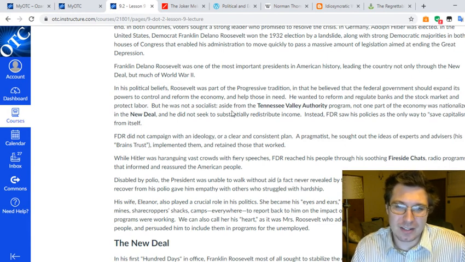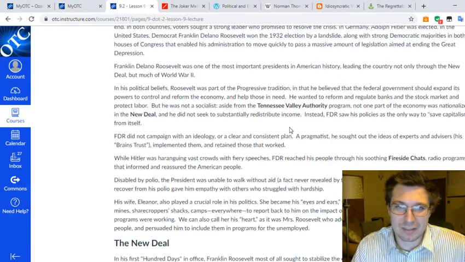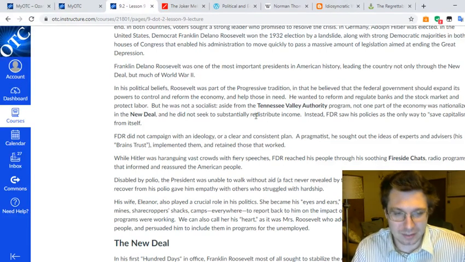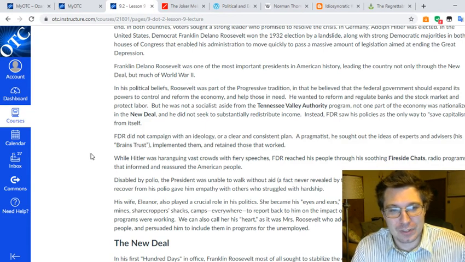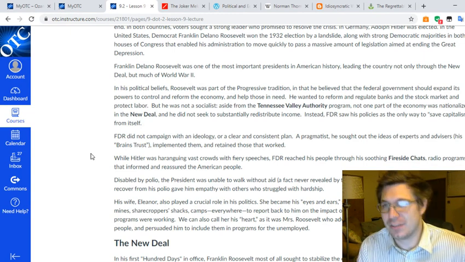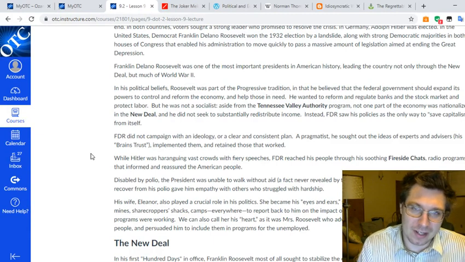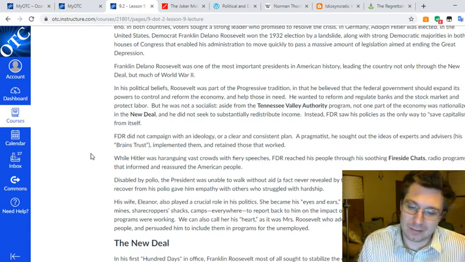Aside from the Tennessee Valley Authority program, not one part of the economy was nationalized in the New Deal, and he did not seek to substantially redistribute income. Instead, FDR saw his policies as the only way to save capitalism from its own crisis. So he is kind of like Teddy Roosevelt in a way. It's funny, both Roosevelts kind of have this progressive philosophy of stay with capitalism, but regulate it so that it doesn't get out of hand.